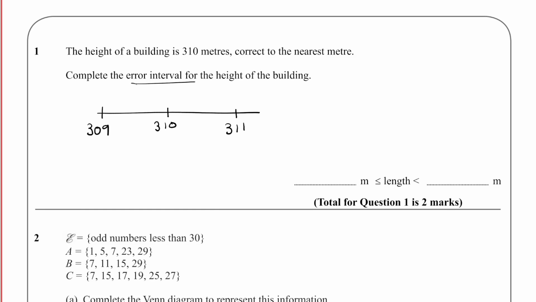And in order to round to 310, it has to be between these two midpoints. So between 309.5 and 310.5 meters.